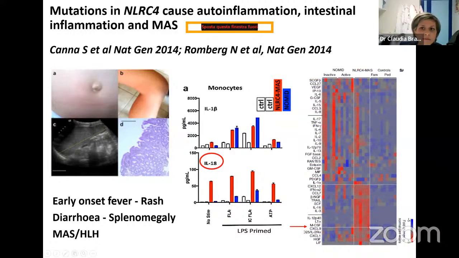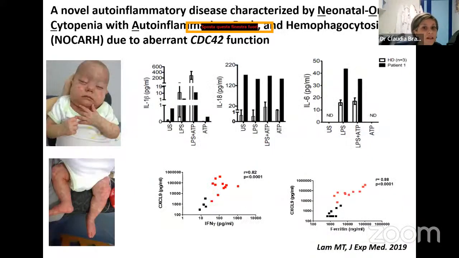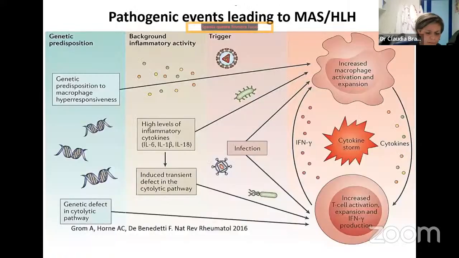This condition is an autoinflammatory condition characterized by early onset fever, rash, diarrhea, splenomegaly, and recurrent MAS-HLH. So these patients produce a large amount of interleukin-1 beta and IL-18, but they also produce CXCL9, which is a biomarker directly induced by interferon gamma. The disease related to a defect in CDC42 is a very similar condition characterized by early onset cytopenia without inflammation, and HLH. These patients are also typically characterized by recurrent HLH and have high levels of IL-1 beta, IL-18, and also CXCL9. So in this pathogenic mechanism, the genetic background can play a very relevant role.